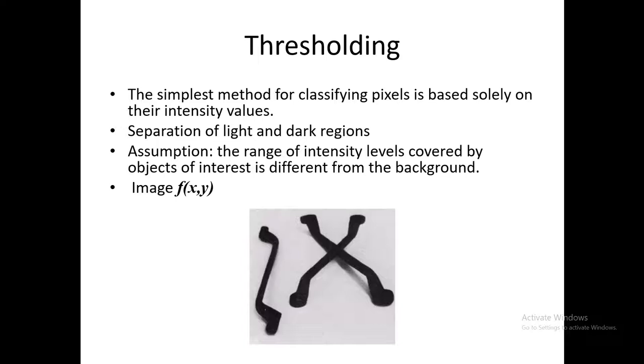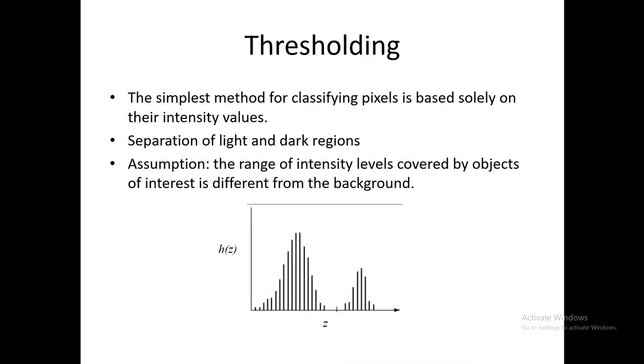If we plot the histogram of such an image, it will appear something like this. Here we can see it consists of two peaks, and these two peaks are separated by the dip value. We can see a peak for the background and a peak for the object.